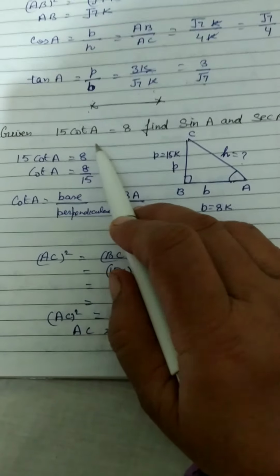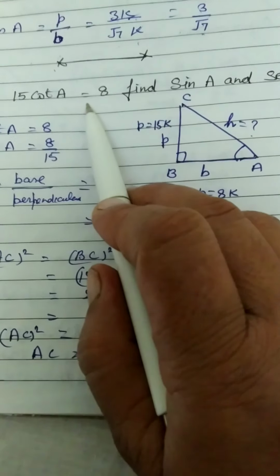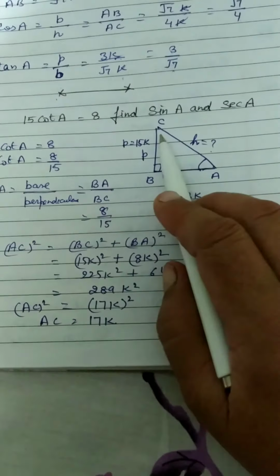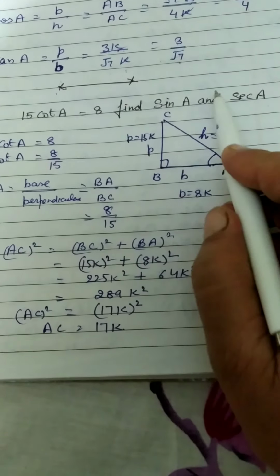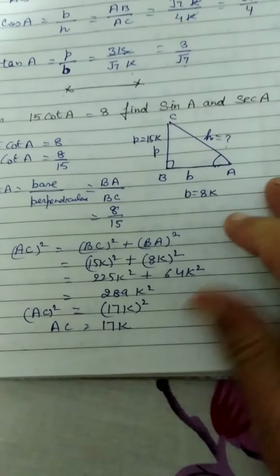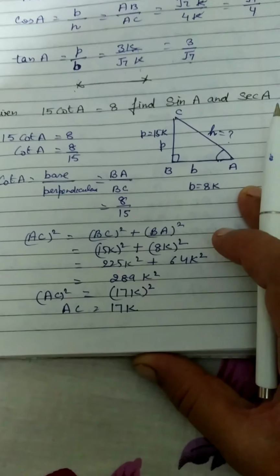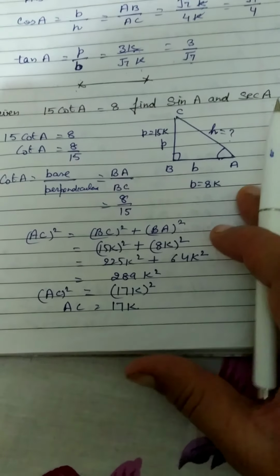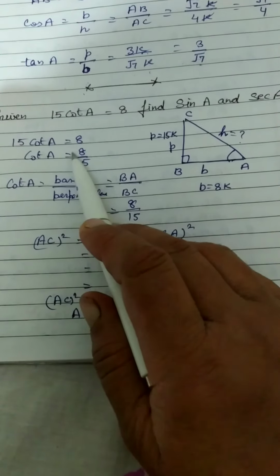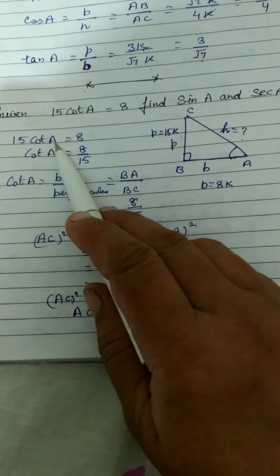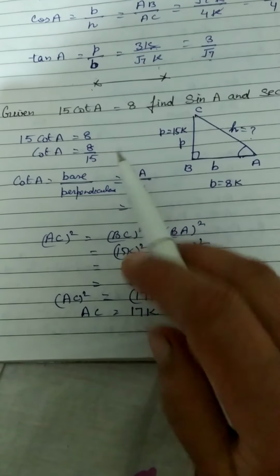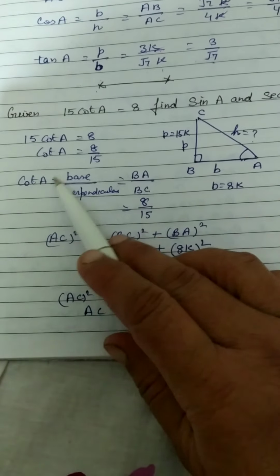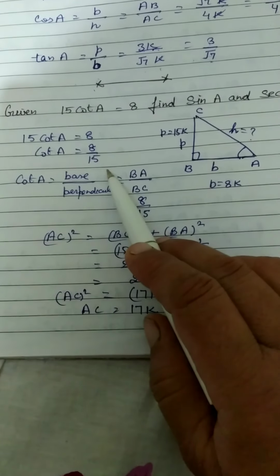Given that 15 cot A is equal to 8. Find sin A and secant A. Again the base angle is A. From here we get cot A is equal to 8 upon 15, taking 15 to the right hand side.